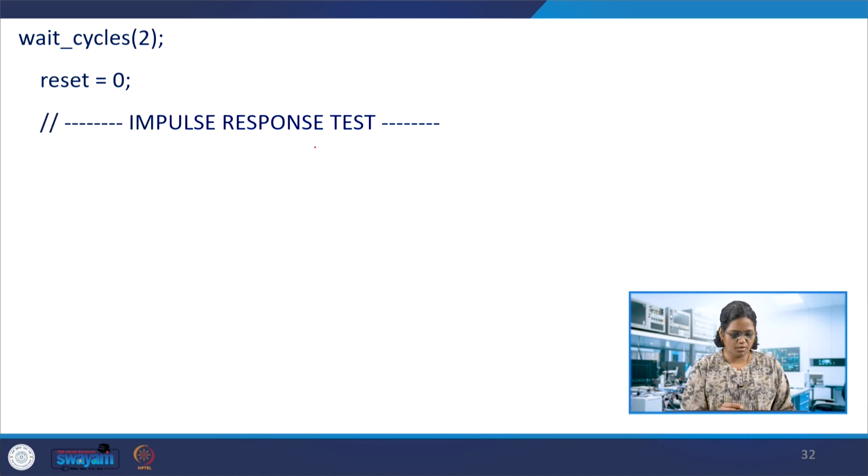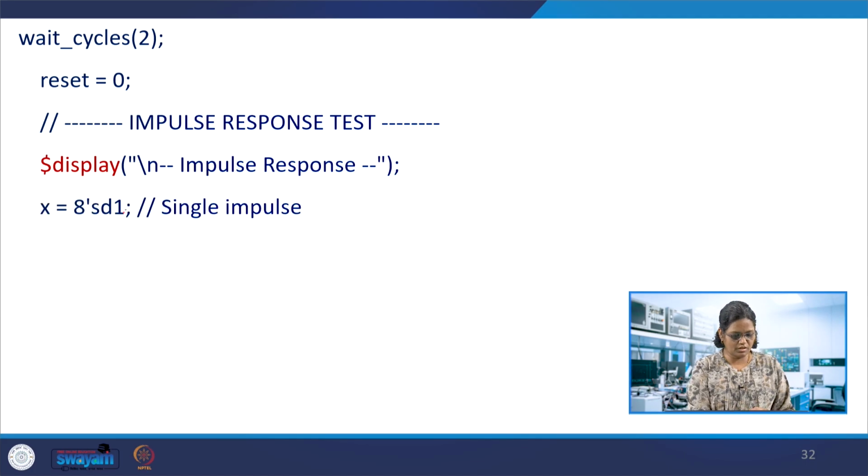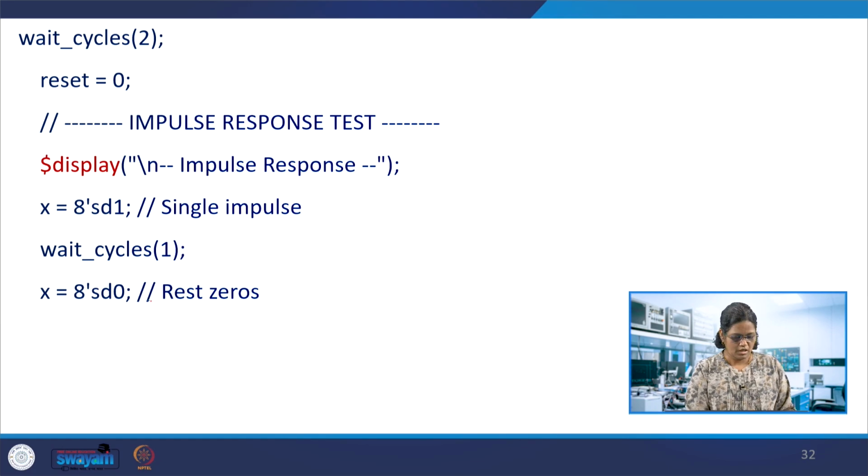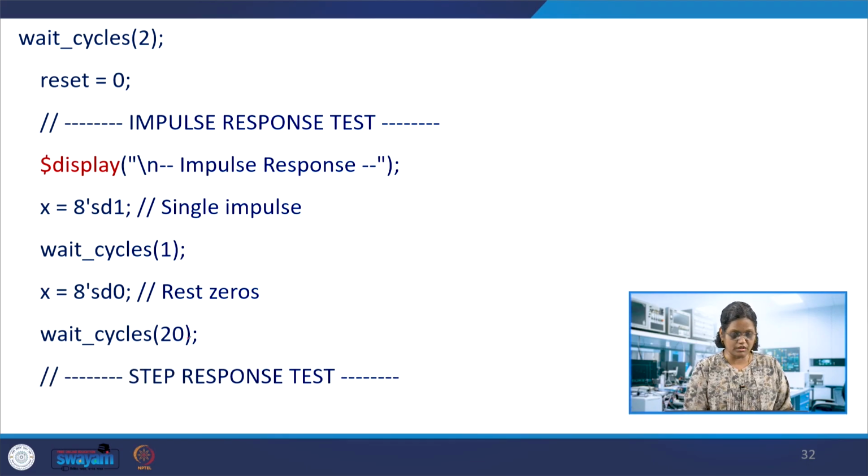Again, for the impulse response test, we display and give the input for a single impulse. How long should the impulse be? In the previous case we manually reset the impulse input at some point of time. Here you can wait for 1 clock cycle through the task, and then set x equal to 0. Similarly, wait_cycles 20: x is 1 for 1 clock cycle, and then 0 for the remaining 20 clock cycles. This is the impulse input we can generate through the task operation.